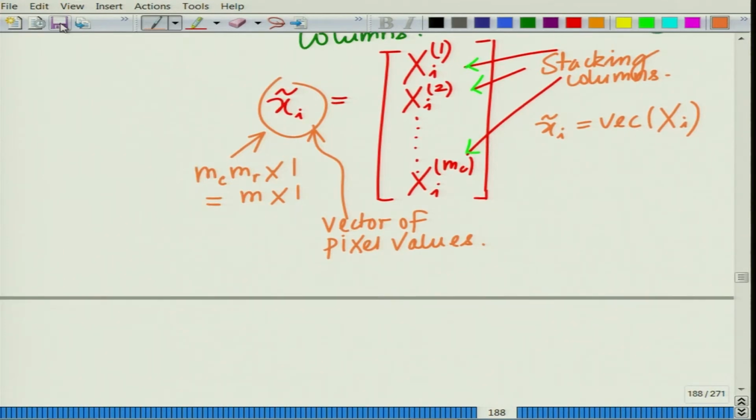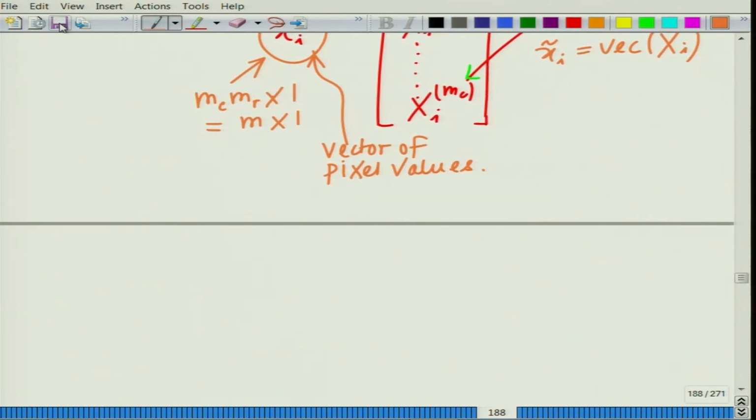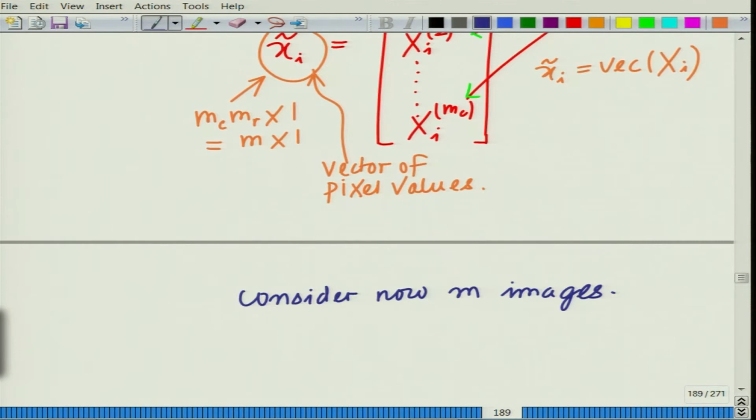And consider now n images. So we are obtaining this vector from the image, which is essentially a matrix of pixel values. We are obtaining this vector of pixel values, and now we are going to illustrate the procedure for face recognition. So now let us say you have m images in your face set.